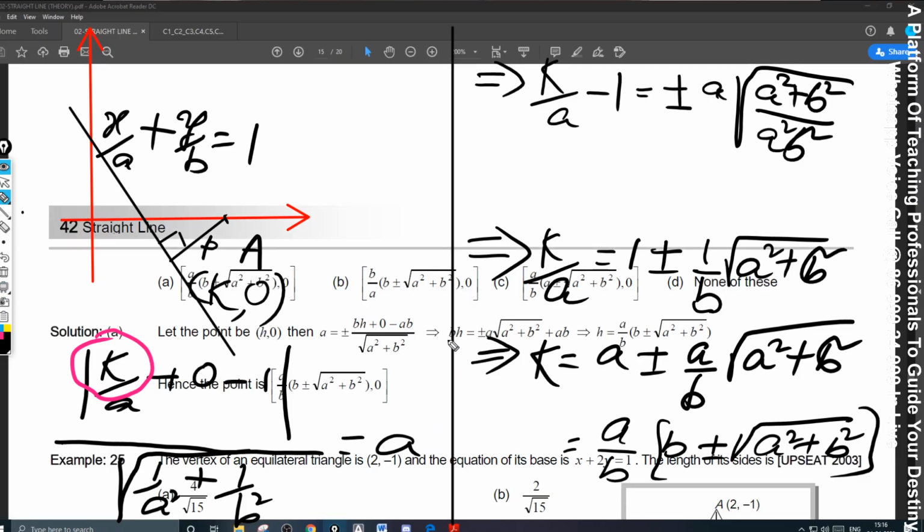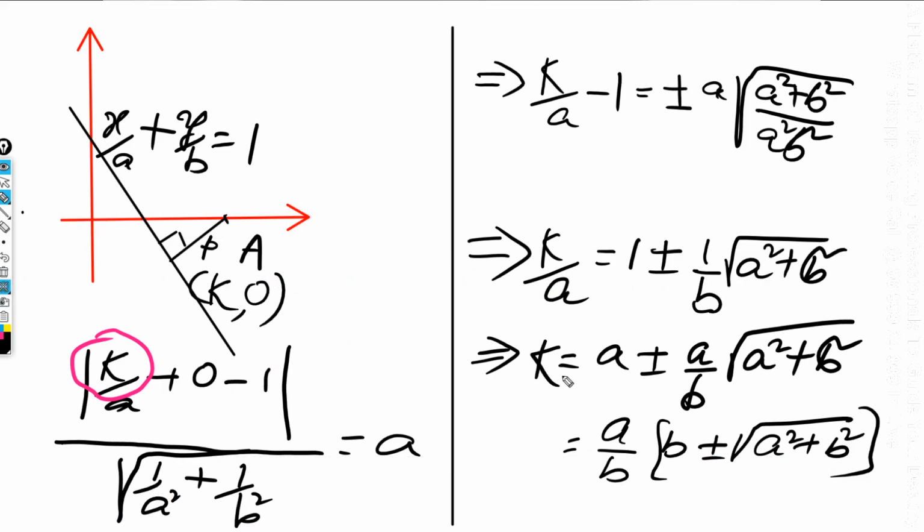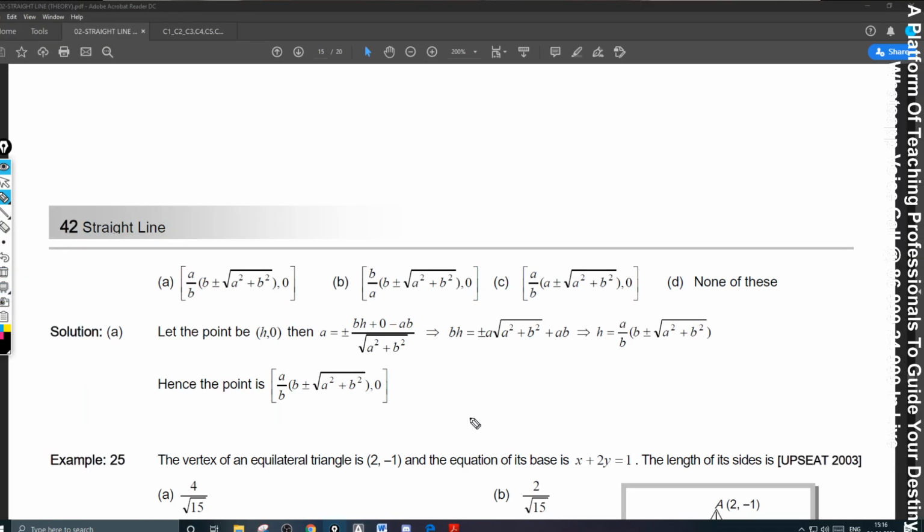Let us check. I'm removing this, erasing this. Just a moment. Now check the answer. A by B into B plus or minus root over A square plus B square, comma 0. This is the answer, please. Only the simplification part is there, nothing other than that. Nothing more is to be discussed except the simplification part. So yeah, next one.